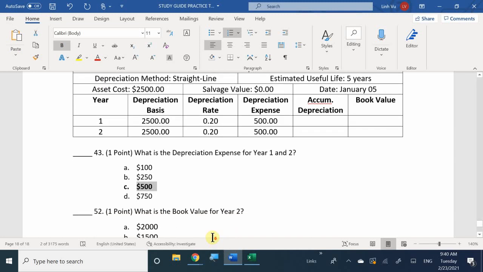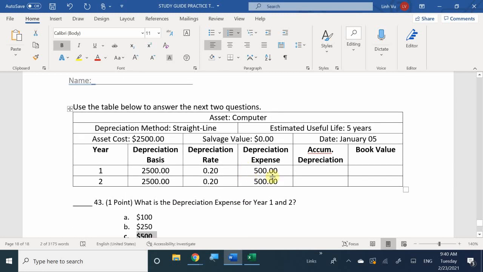Okay. Now the question is, what is the book value for year 2? So therefore, you do need to solve for the rest of the table. So in this case, my accumulated depreciation for the first year is 500. What does that make my book value? 2,000. Good. Now, again, what is the accumulated depreciation for the second year? 1,000. So what does that make my book value be at the end of 2 years?